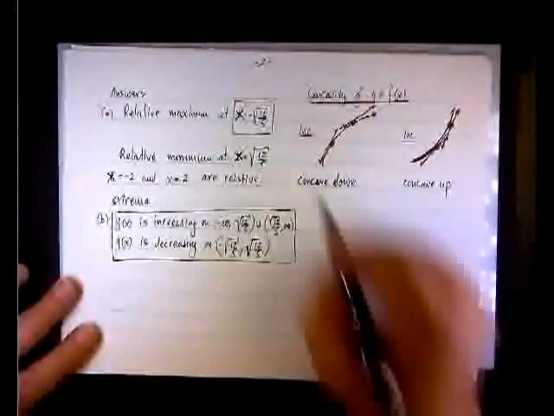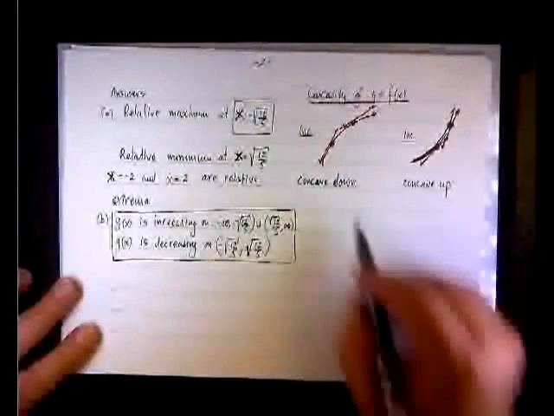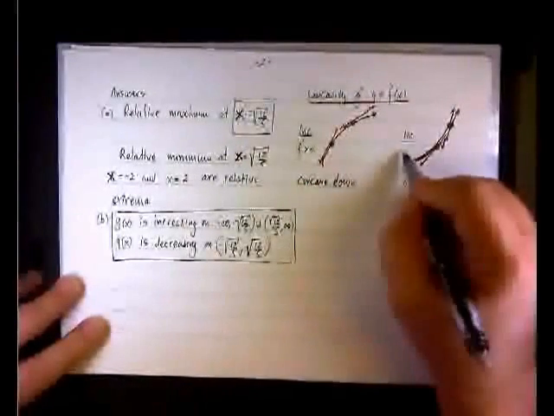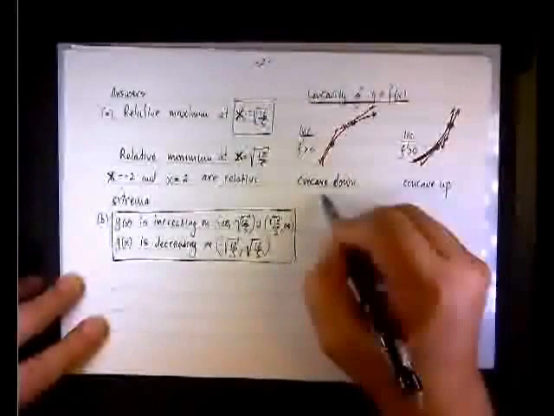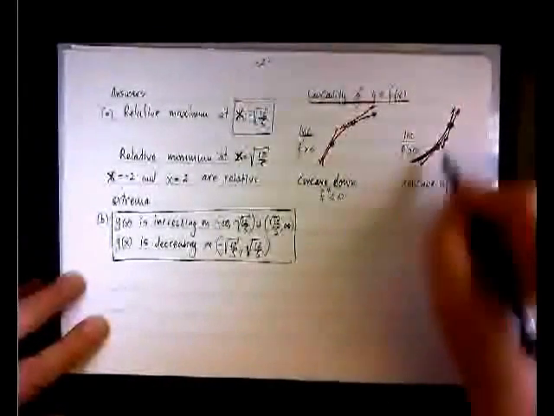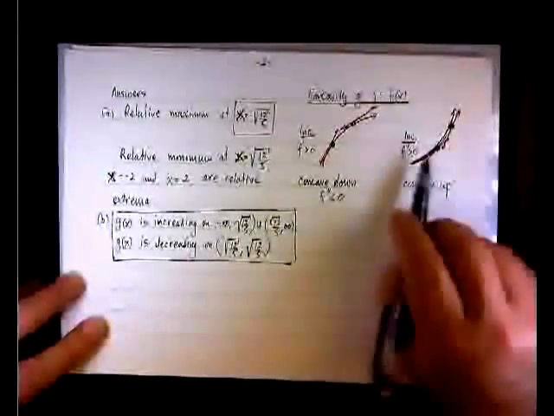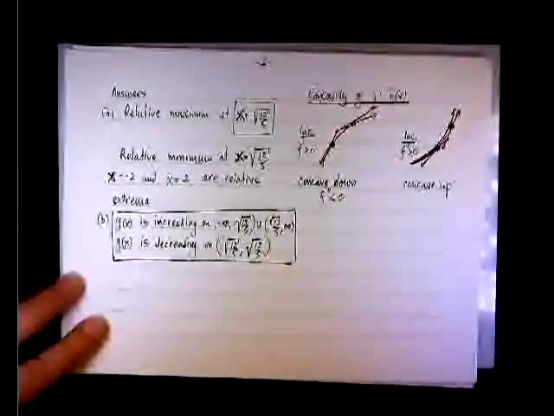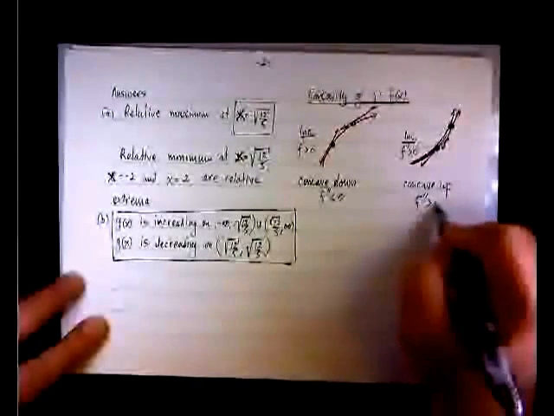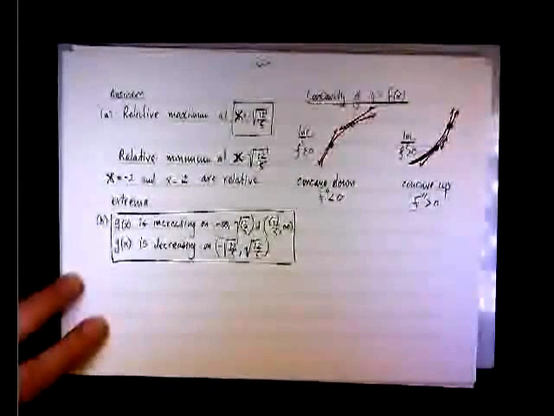So f of x is increasing, the derivative here is of course positive. So f prime is positive, f prime is positive. However, f double prime is negative. Here you can see in red that the slope is decreasing. In other words, the first derivative is increasing, so the second derivative, the derivative of the first derivative, is positive. So f double prime is positive.